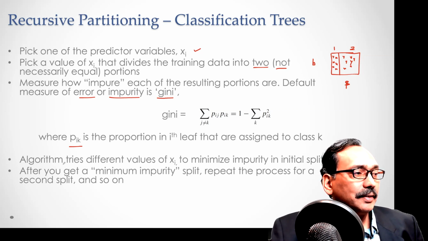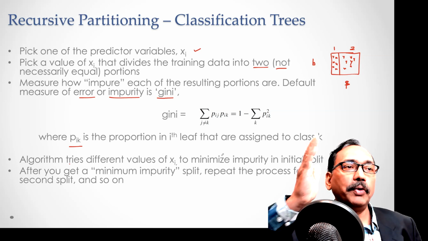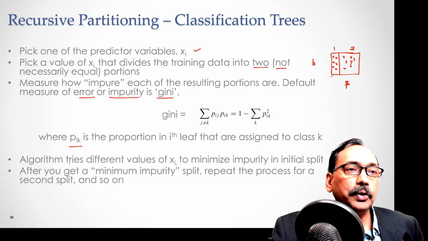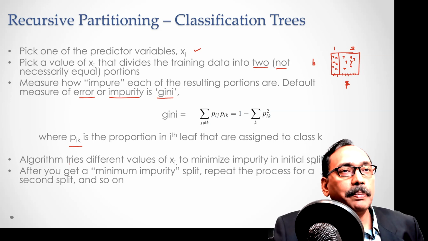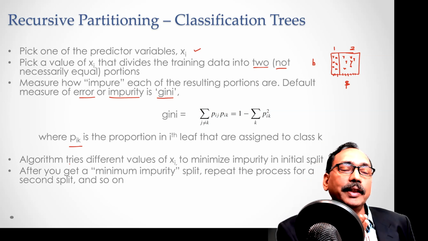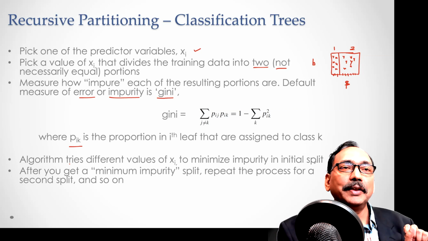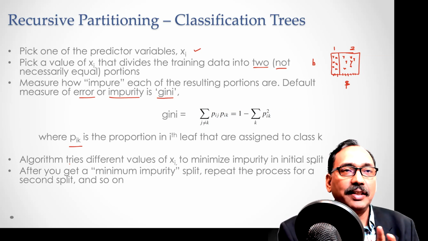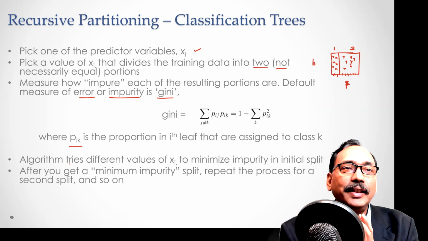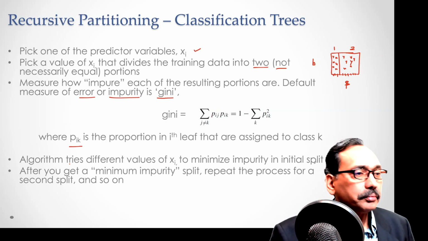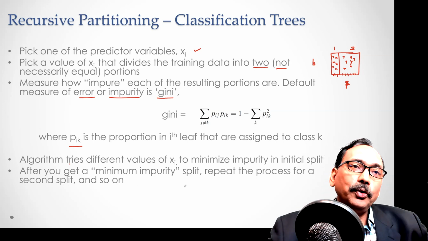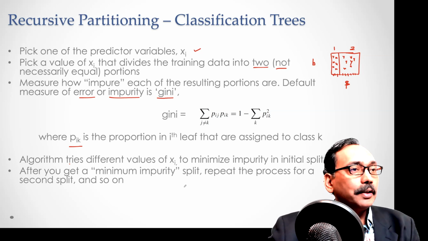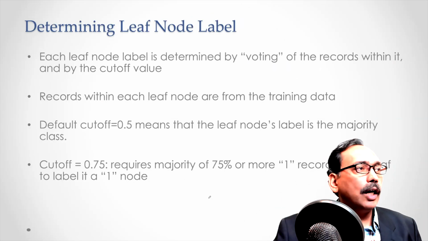So what the algorithm does is try different values of x_i. You have one value, then try another value, then try another value. So you keep on trying different values for the dollar variable to minimize impurity in the initial split. You want to arrive at that partitioning that minimizes the impurity or makes each group homogeneous. If you have everything the same in one group and everything the same in the second group, that's what we want to achieve. After you get a minimum impurity, that finalizes your first split, and then you repeat this process again and again till you get your entire tree. That's very broadly how it works.